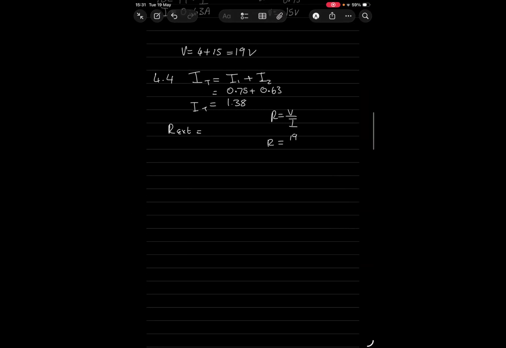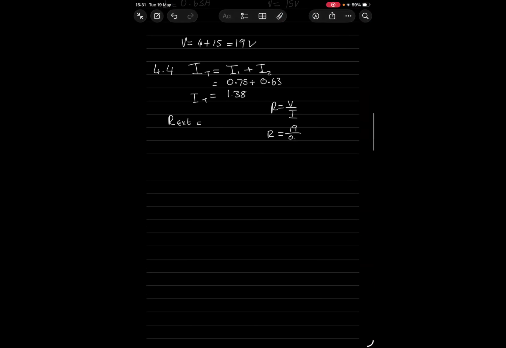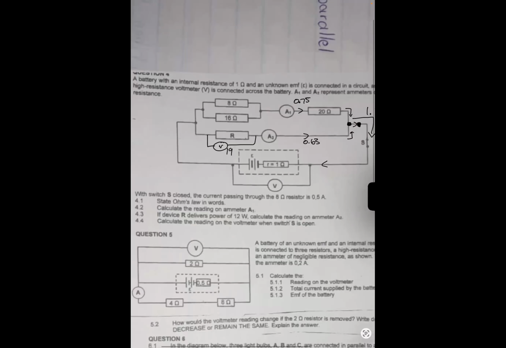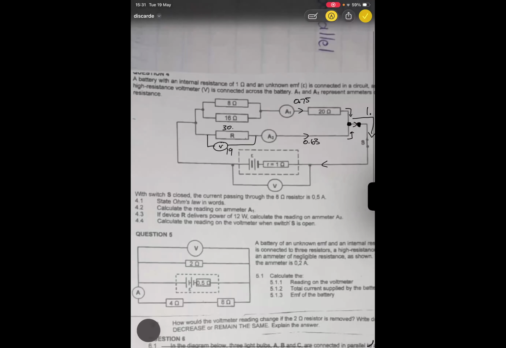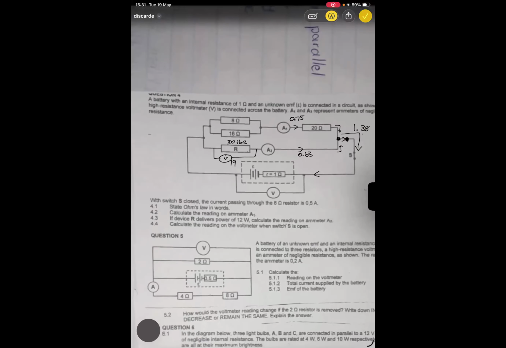It's going to be 19 over 0.63. What's going to be the resistance? 30.16 ohms. So since here you have 30.16, please calculate the total external resistance of the circuit.